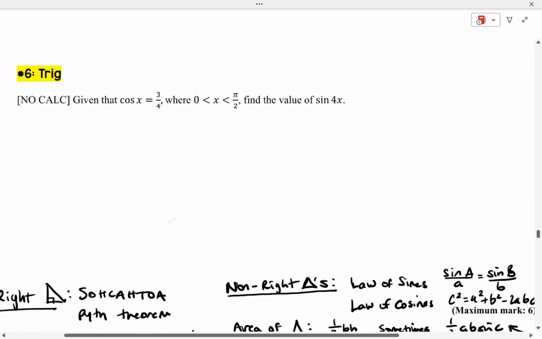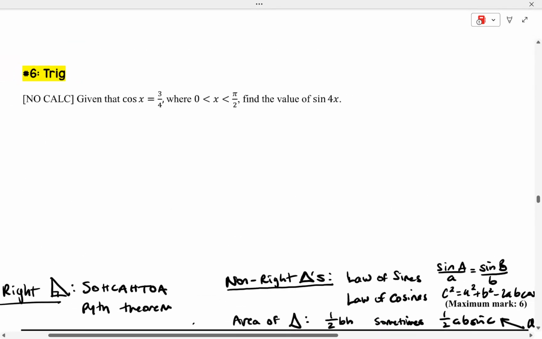Okay, here we got a little trig problem. Next. Given that the cosine of x equals 3/4. Hold on. I see a weird ratio. This is 3/4. He is not on my common trig ratios chart. What should I do with him? Sketch. And then what's my clue? I'm from 0 to pi over 2. What quadrant am I in?